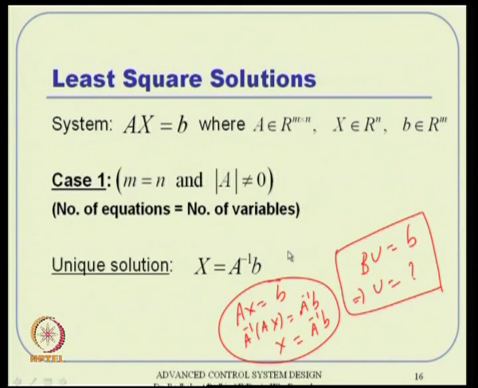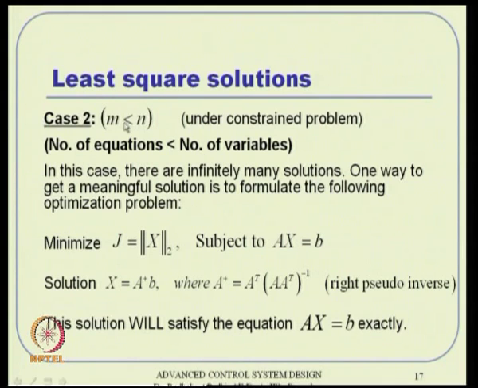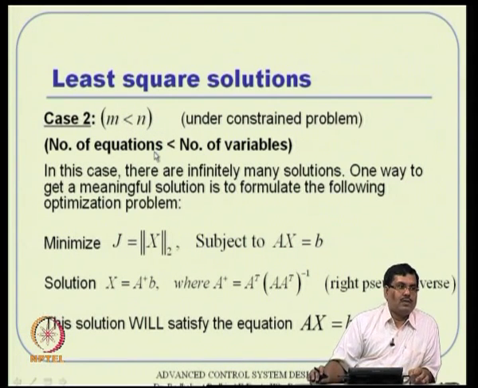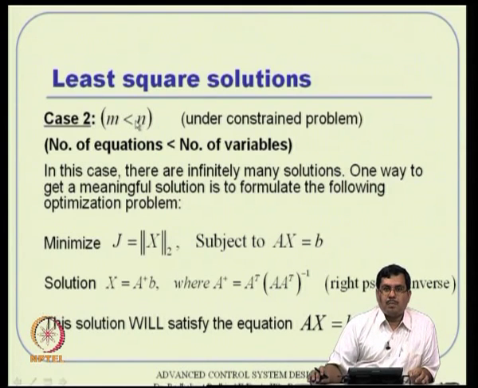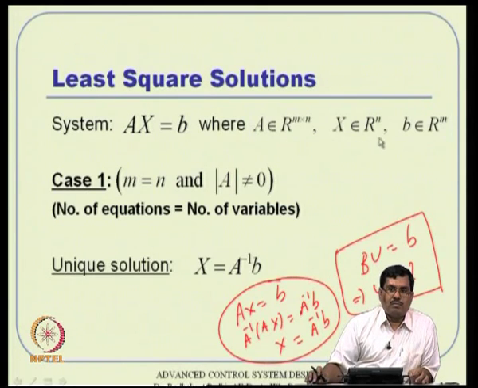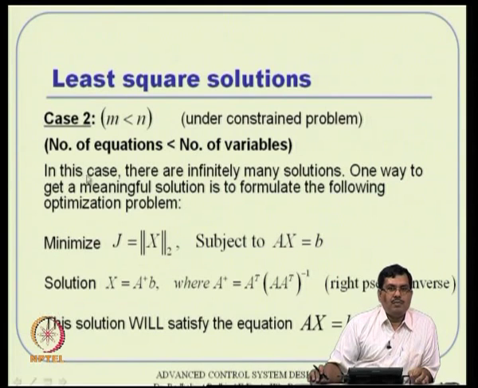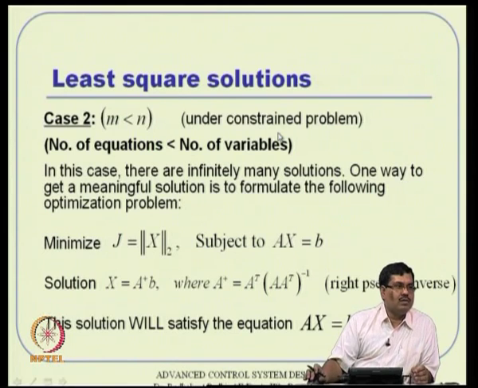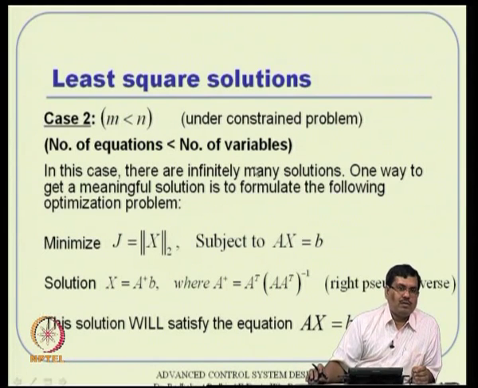Now, the interesting case turns out if that matrix is really non-square, that means m is either greater than n or m is less than n. So, let us study first case 2, where m is less than n, that means it is actually an under constrained problem. Remember, n is more, okay. N is more means the number of variables is more, and m is less means the number of equations is less actually. That means really it is an under constrained problem, you have more free variables to satisfy this equation. So, obviously, you will have infinite solutions actually.